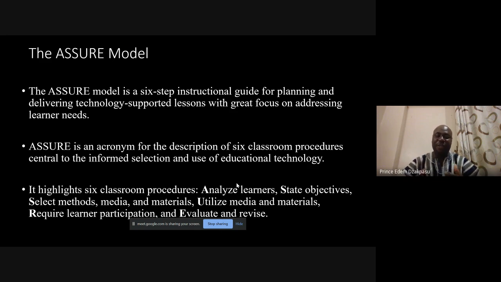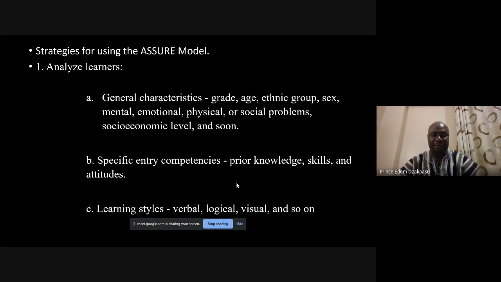Then finally, before the final, we have the require the learner's participation. Even as you have materials that you are using, even as you have media that you are using, you need to have your learners participate in the lesson. So you require learner participation. And finally, we move on to the final one, which is evaluate and then revise.